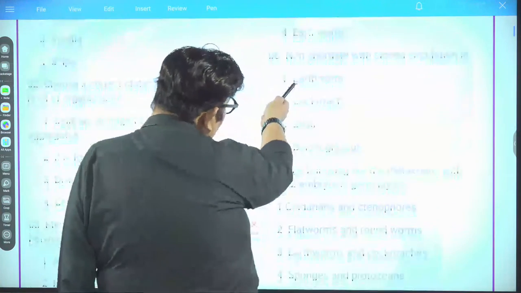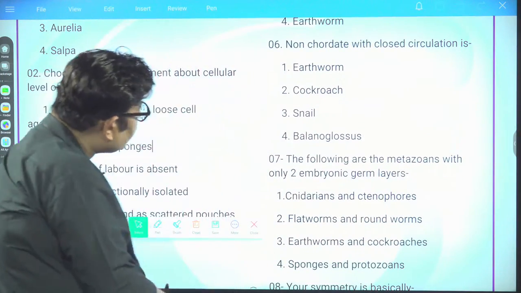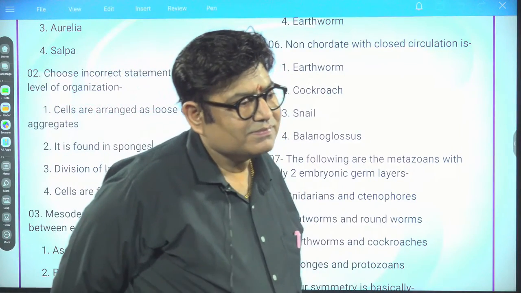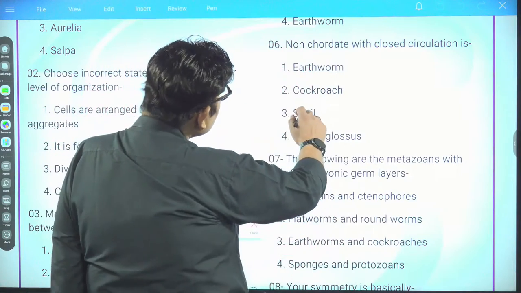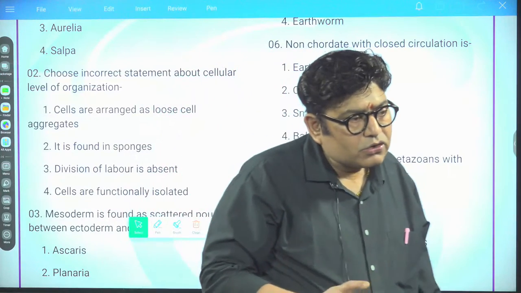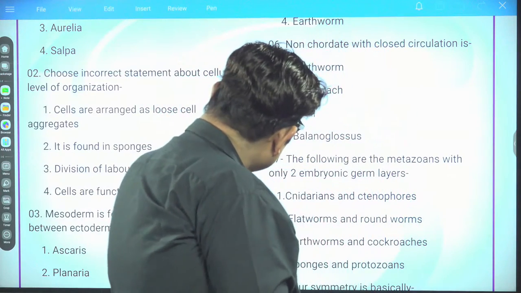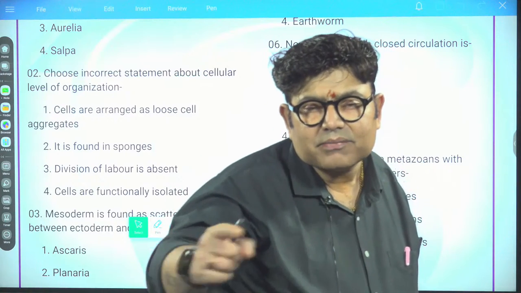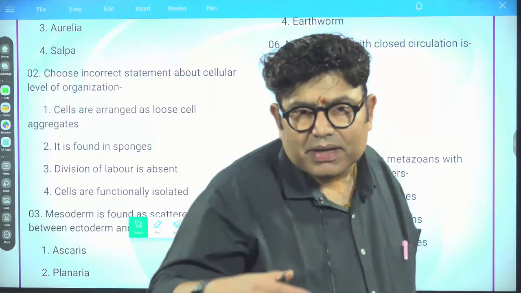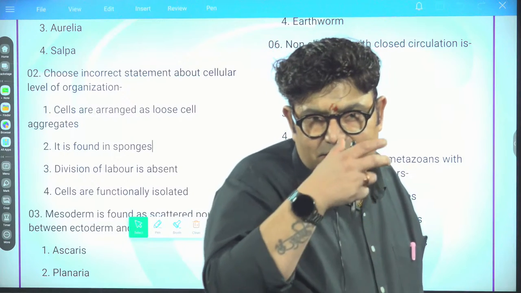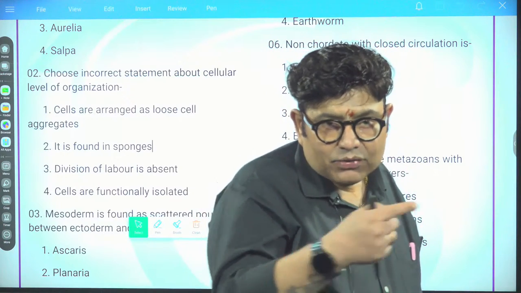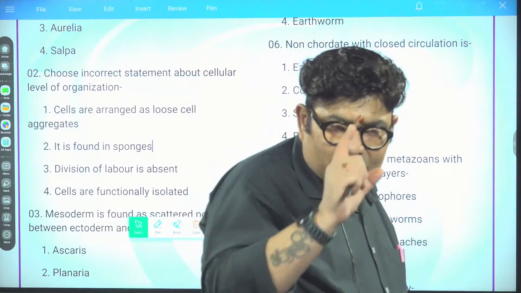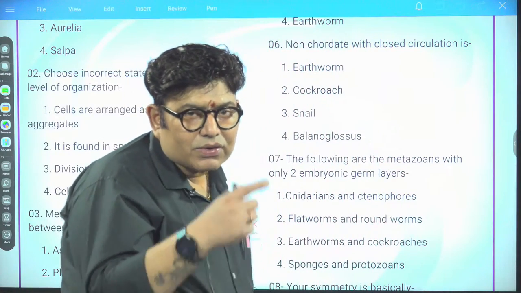Starfish. Last questions. Non-chordates with closed circulatory system. The answer is not 2. Earthworm has blood vessels, so it has a closed circulatory system. In cockroach, it is open. There are sinuses: pericardial sinus, perivisceral sinus, perineural sinus. Of course, they have a heart, but capillaries are the one thing present only in closed circulation. So it is not the heart's presence or absence that makes it closed or open; a heart can be present in both, but capillaries are only present in the closed.